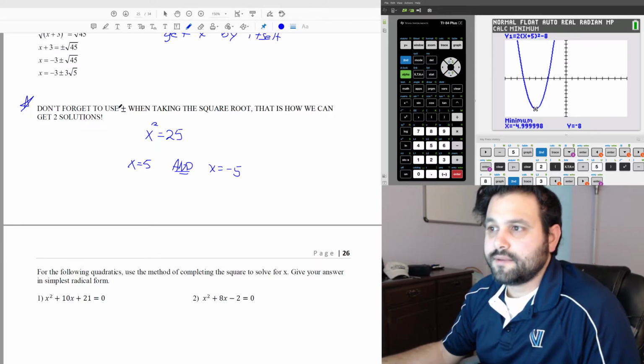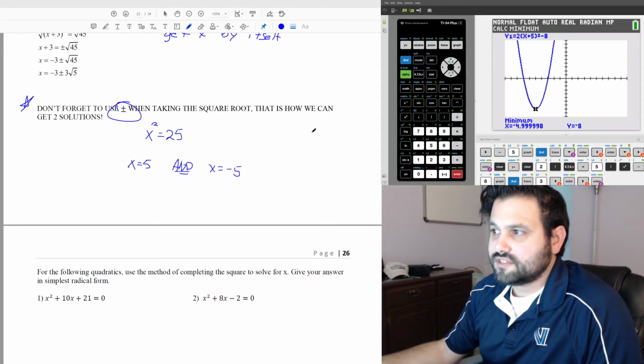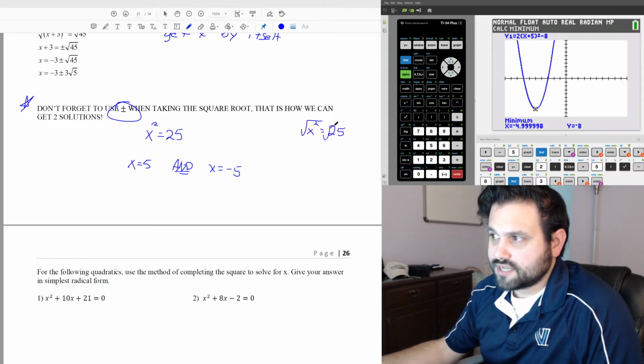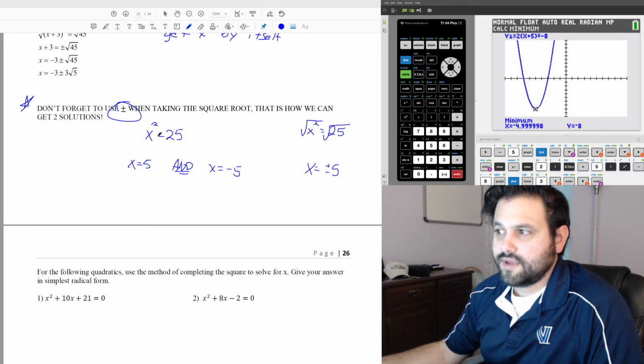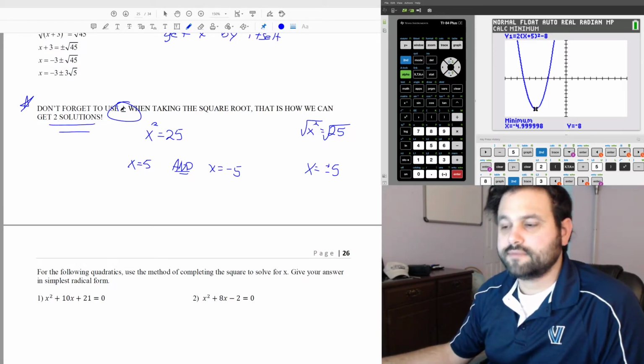And so that's why we use this plus minus sign, so that when I'm solving something like this, and I write the square root sign in, the square root and squared cancel, and the square root of 25 is both positive and negative 5. Okay? We have to do that because that's the way we'll get two solutions in this quadratic.